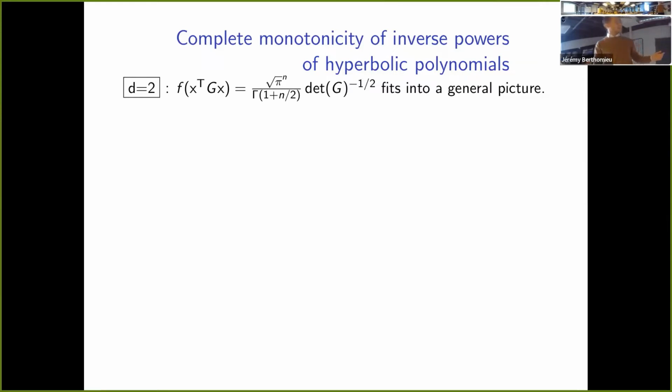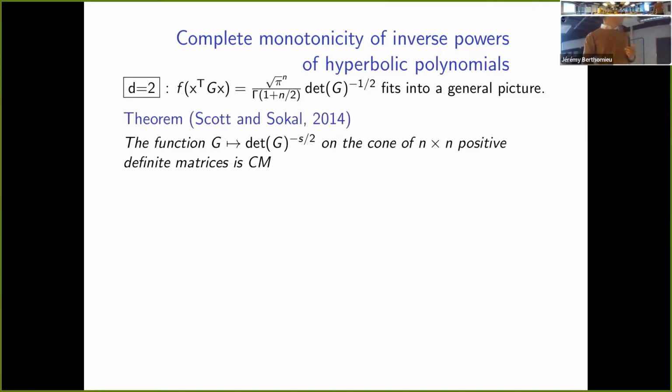X transpose Gx, and then the volume function is just the -1/2 power of the determinant of G. And this function fits into a general picture, namely the following. In 2014, Scott and Sokal proved that the function that sends a positive definite matrix to the -s/2 power of its determinant is completely monotone if and only if s is either 0, 1, 2, n-2, or greater or equal than n-1.